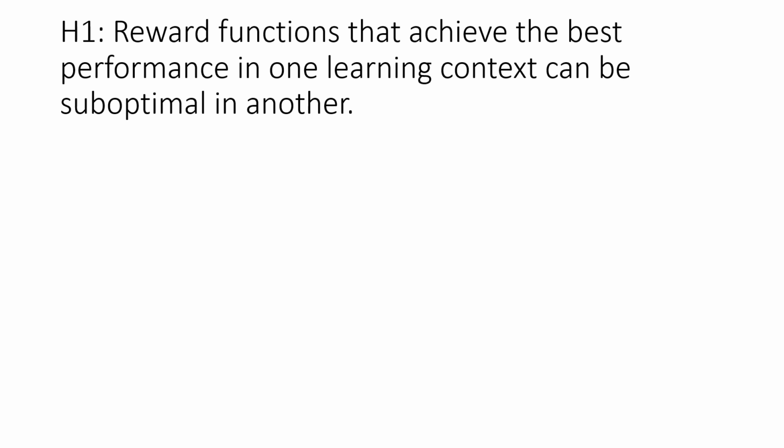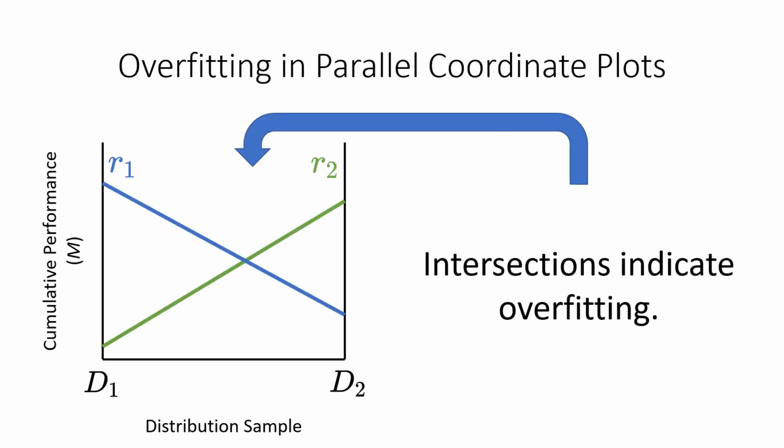This hypothesis tests whether the best reward functions can be overfit, as they depend on the learning context, i.e., the algorithms and hyperparameters. One tool we use for analyzing reward function overfitting is parallel coordinate plots, where we visually compare the mean cumulative performance across different learning contexts. In a parallel coordinate plot, intersections indicate overfitting.